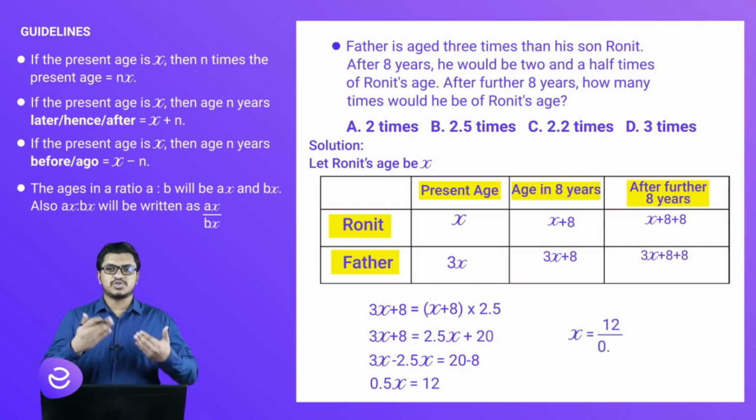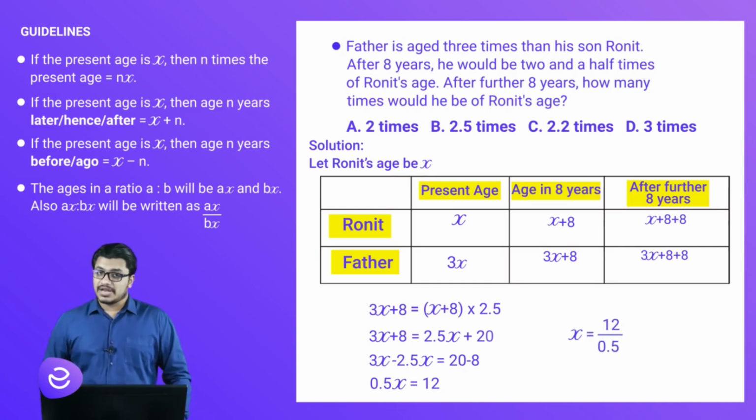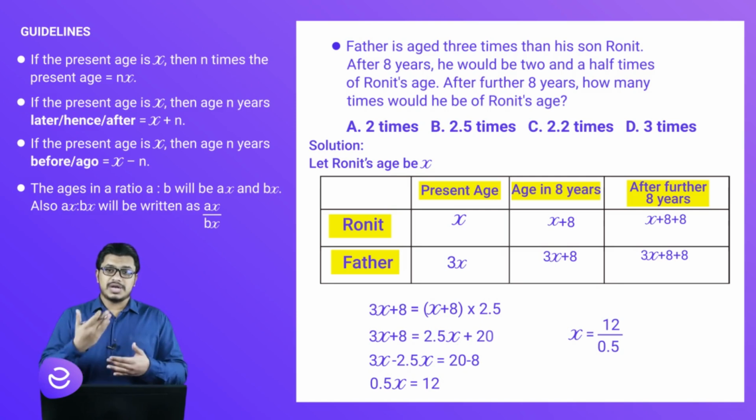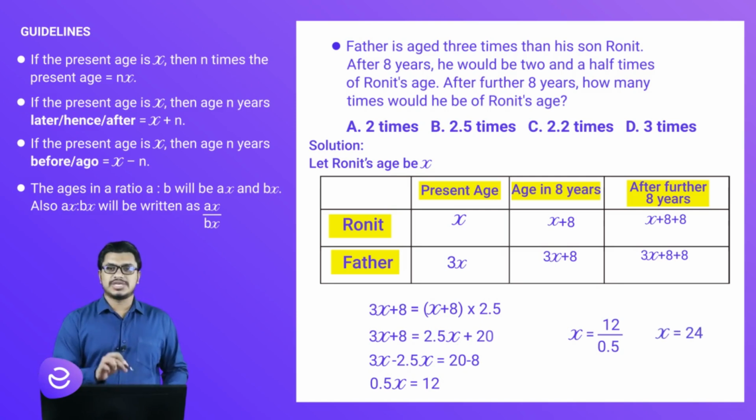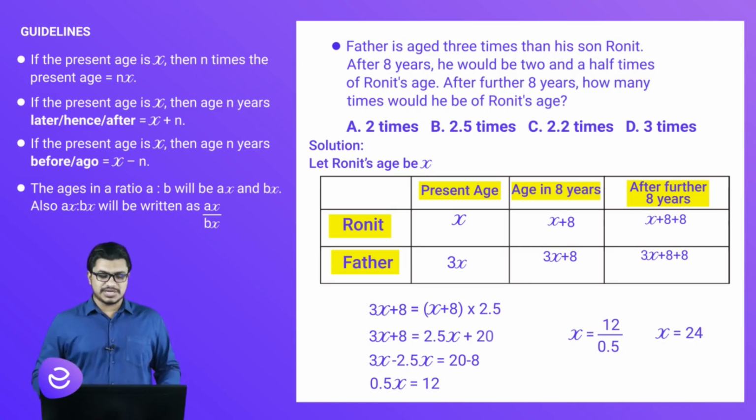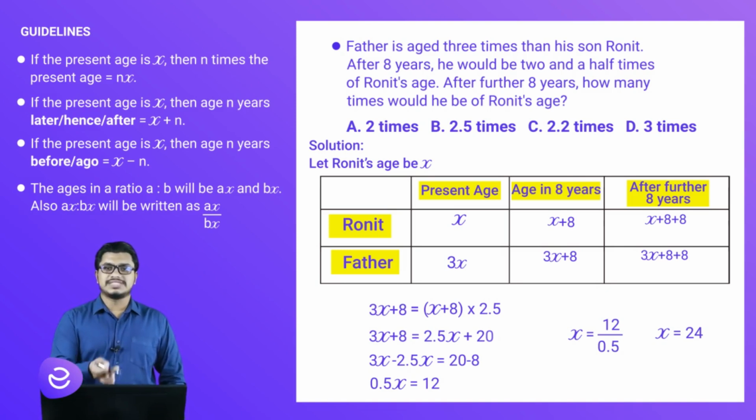So x is equal to 12 divided by 0.5. Now don't get confused, 12 divided by 0.5 will not equal 6 as many of the children have done. 12 divided by 0.5 will equal 24. So x is equal to 24. We got the answer, x is equal to 24. Now this is not our final answer. X we took as Ronit's age. If you look at the table, Ronit's age is represented as x. So we got here x is equal to 24.